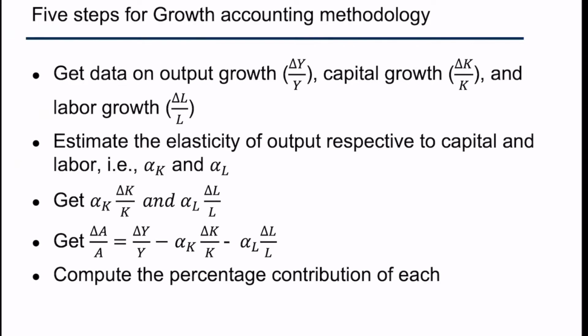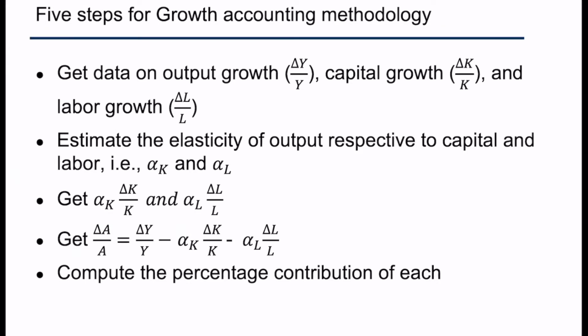Given that we have the growth in output, growth in K, and growth in labor, and once we estimate the elasticity of output with respect to capital and labor, that is alpha K and alpha L, we will be able to get alpha K multiplied by the growth rate of K, and alpha L multiplied by the growth rate of L. Then, given that we have all the variables for the equation except the growth rate in production efficiency, we can infer the growth rate of the production efficiency from the equation.